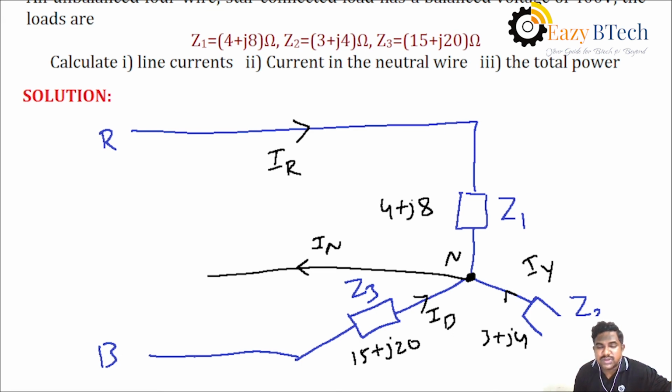Okay, in this way, first of all, we can draw the star connected load based on the given values. Then we have to find all values in rectangular form as well as in phase angle, that is polar form.